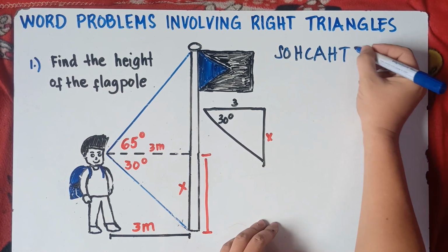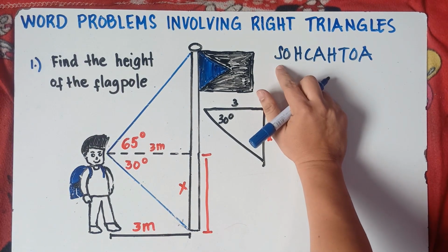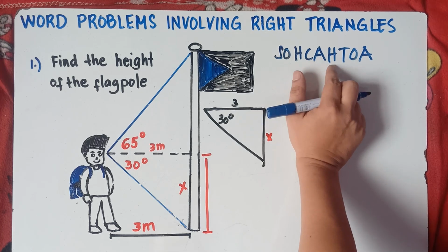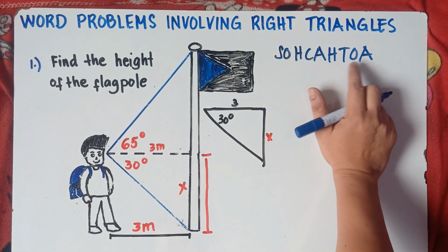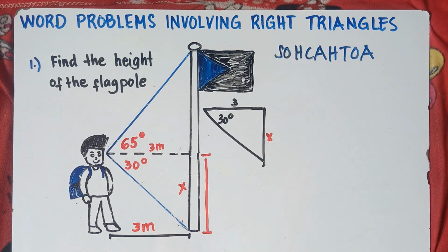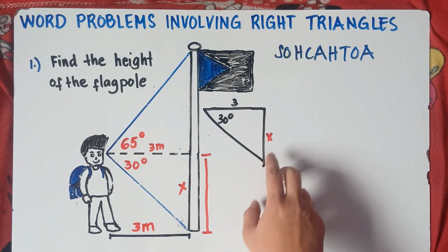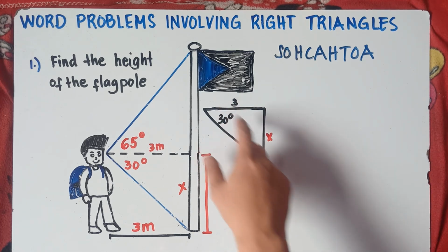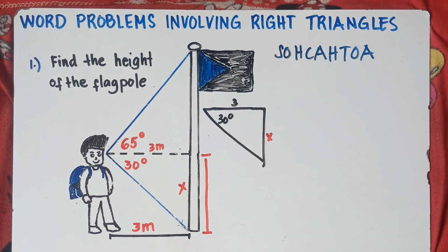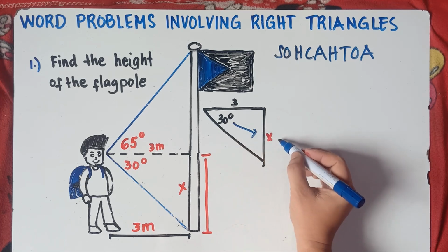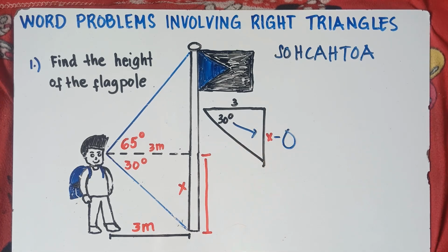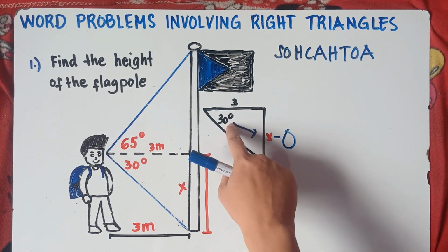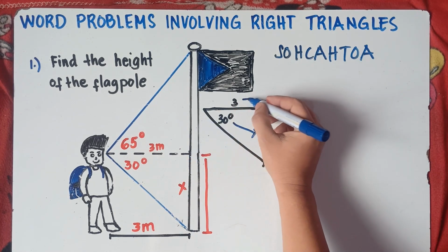SOHCAHTOA. S represents sine, opposite over hypotenuse. C is cosine, adjacent over hypotenuse. T is tangent, opposite over adjacent. So in solving this one, class, you need to check which sides are involved. So if this is our angle, the side opposite this angle is what we call the opposite side. So this is the opposite. Of course, the longest side is the hypotenuse. Right next to this angle, this will be the adjacent.